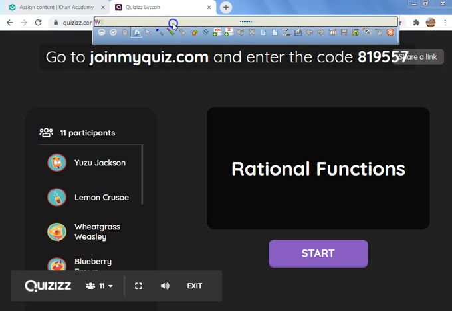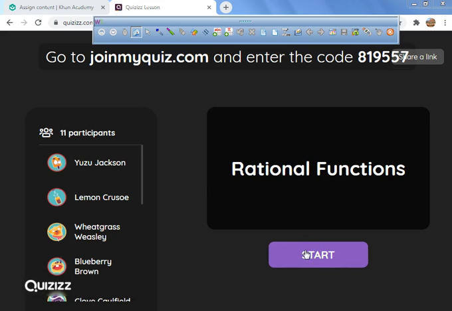We are going to have a Quizizz challenge with rational functions. Hopefully you'll learn a little something while the rest of us are playing.